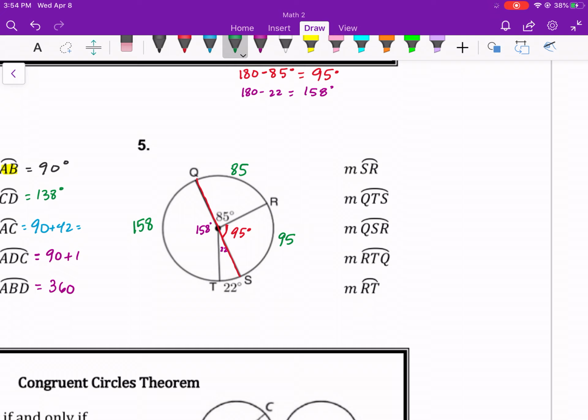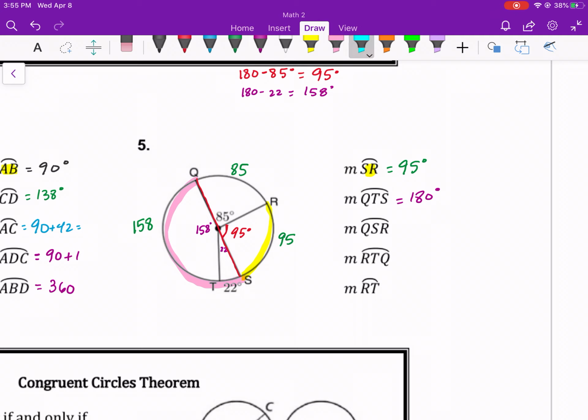Okay, so let's go through them. So minor arc SR. So that's this one right here, minor arc SR. That one's easy, it's just 95 degrees. The major arc QTS. So QT all the way to S right there. That one's easy since it's a semicircle. It should just be 180 degrees.